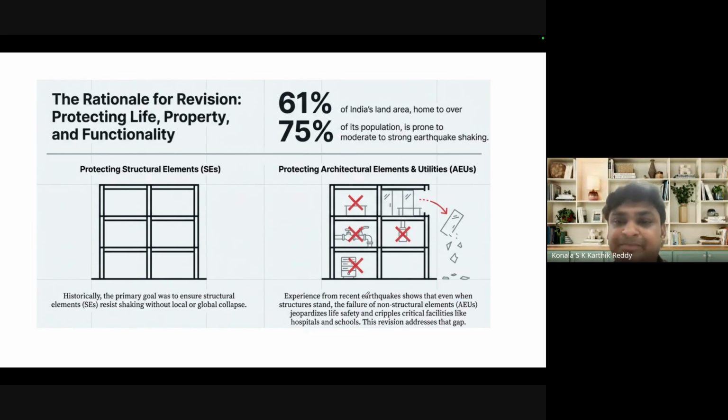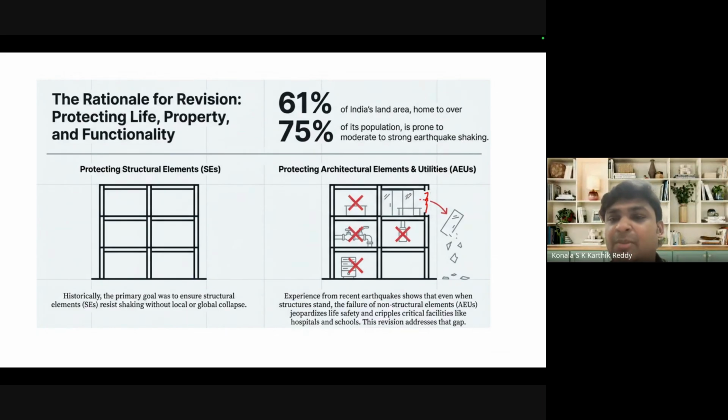Or you might have some huge book rack or something, and it is acceleration sensitive. Equipment and all, they typically fail by sliding. I'll show you more schematics in the coming parts. Or you might have some glass glazing over here.